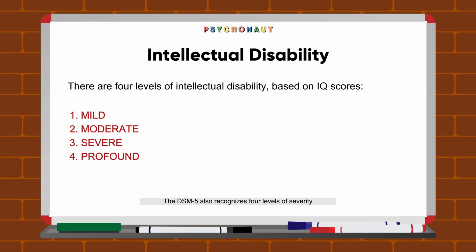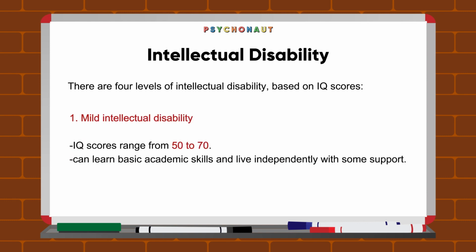The DSM-5 also recognizes 4 levels of severity for intellectual disability: mild, moderate, severe, and profound. These levels are based on the individual's IQ score and the level of support needed for daily living. 1. Mild intellectual disability. IQ scores range from 50 to 70. People with mild intellectual disability can learn basic academic skills and live independently with some support.